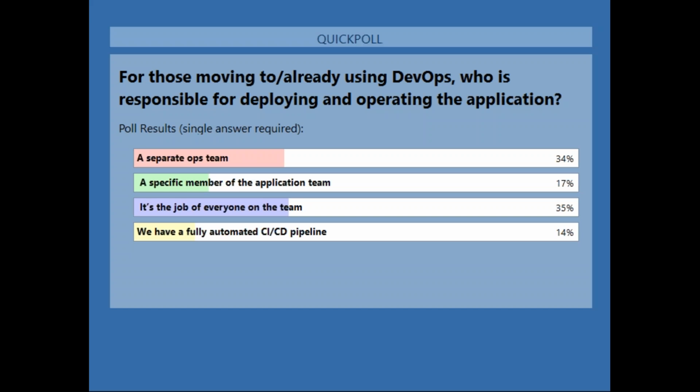Okay, here we go. So Pete, I like it. Over a third, 35% of the people, Pete, said it's the job of everyone on the team. That's incredible. A third said there's a separate ops team that does deploying and ops afterwards. And this is really typical of what I see in the industry, and I'd love your opinion on this.